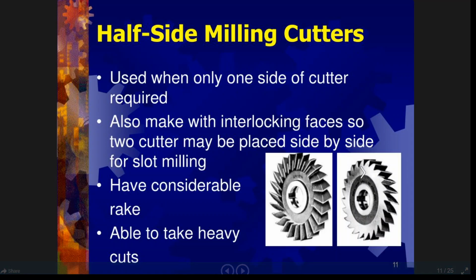Half side milling cutter is similar to the side milling cutter, the only difference being that on one side there is no cutting edge; it is completely flat. So we can cut only by using the periphery and the other side of the cutter, and its rake angle is considerably high and able to take heavy cuts. As the rake angle is high, the metal removal rate is also high, so you can take more cut, and the depth of cut can be high.